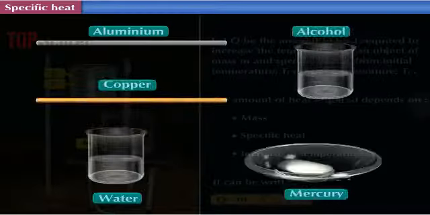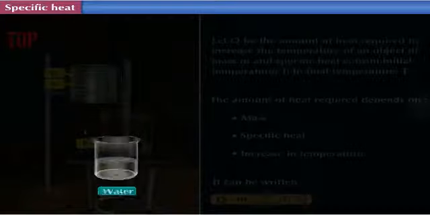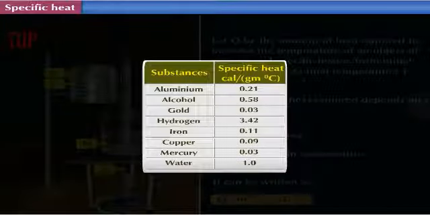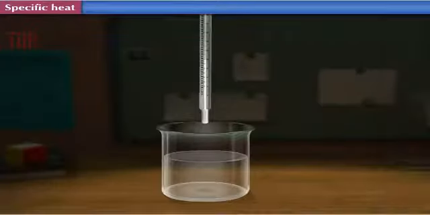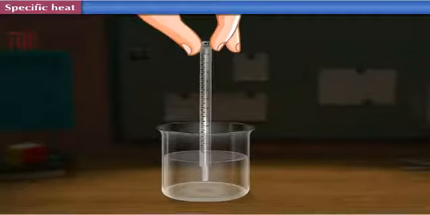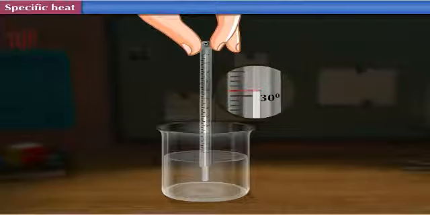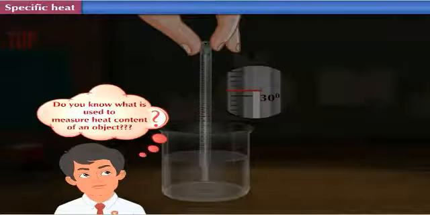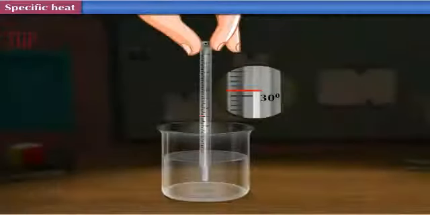Different substances have different specific heats. The specific heats of a few substances are given in this table. We learned that to measure the temperature of an object, a thermometer is used. But do you know what is used to measure heat content of an object? Come, let us know about it.